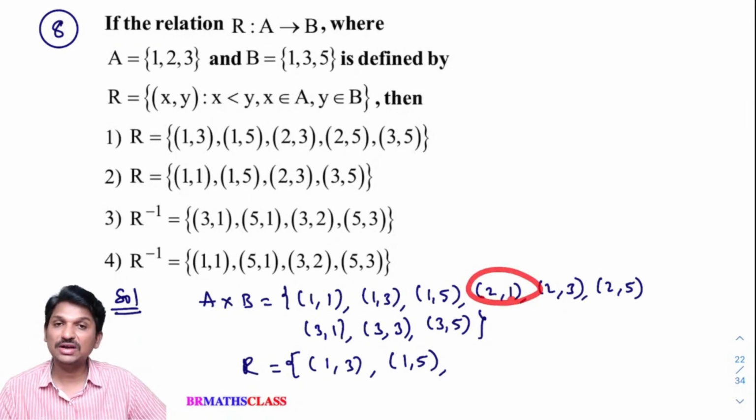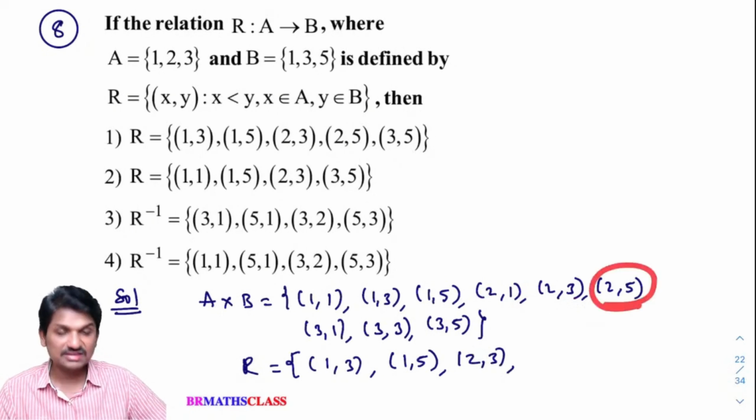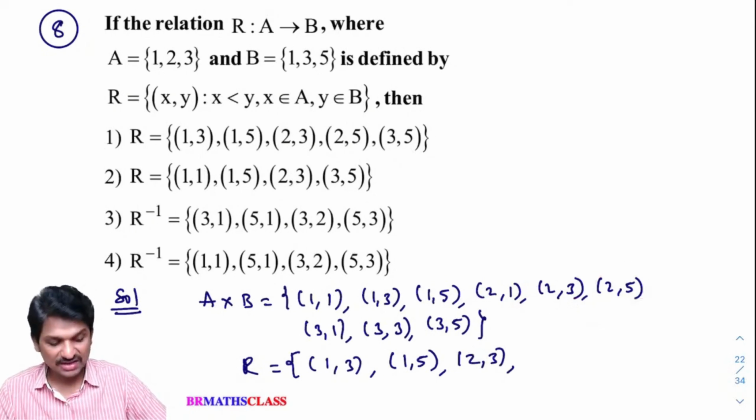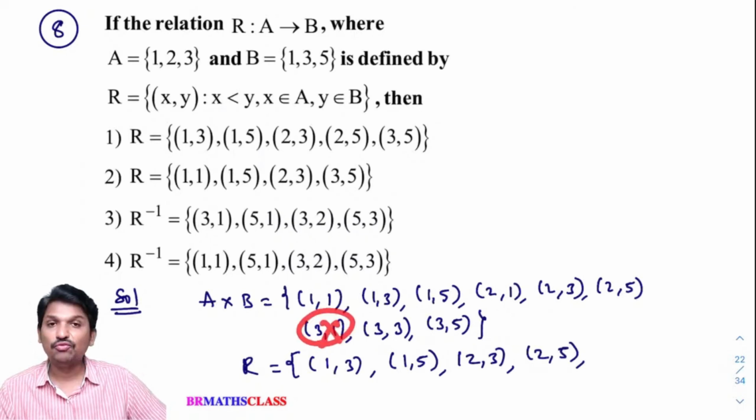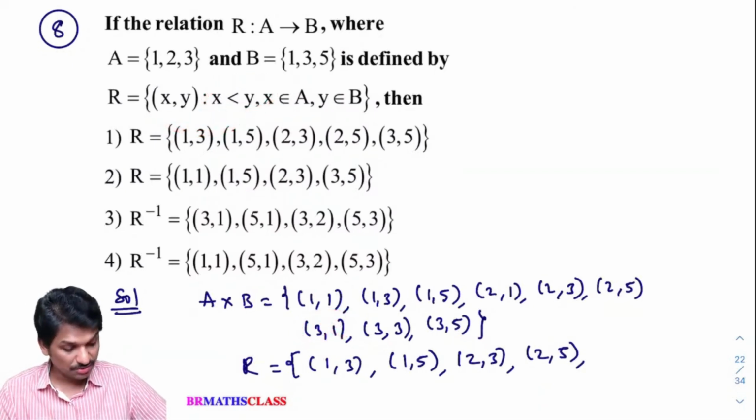Next, you look here. Is 2 less than 1? No, 2 is greater than 1. So this ordered pair doesn't belong to this relation. You look here 2 comma 3. Is 2 less than 3? Yes, 2 is less than 3. So the ordered pair 2 comma 3 belongs to this relation. Look here, is 2 less than 5? Yes, 2 is less than 5. So this ordered pair comes to this relation. Is 3 less than 1? No. Whenever x is less than y, then the ordered pair x comma y belongs to the relation. Okay, 2 comma 5 is also in.